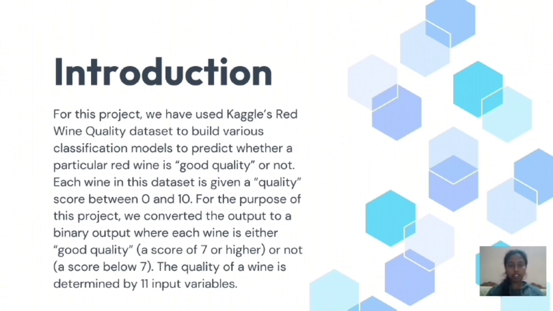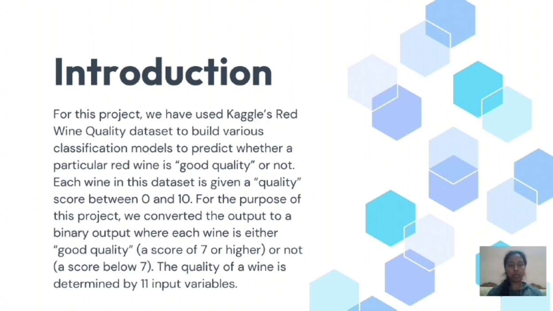For this project, we have used Kaggle's red wine quality dataset to build various classification models to predict whether a particular red wine is good quality or not. Each wine in this dataset is given a quality score between 0 and 10. For the purpose of this project, we converted the output to a binary output where each wine is either good quality, a score of 7 or higher, or not, a score below 7.